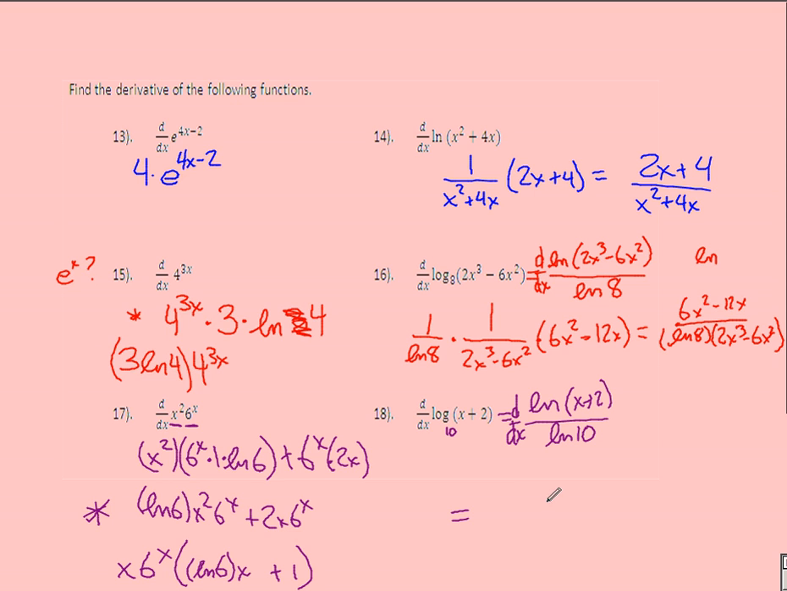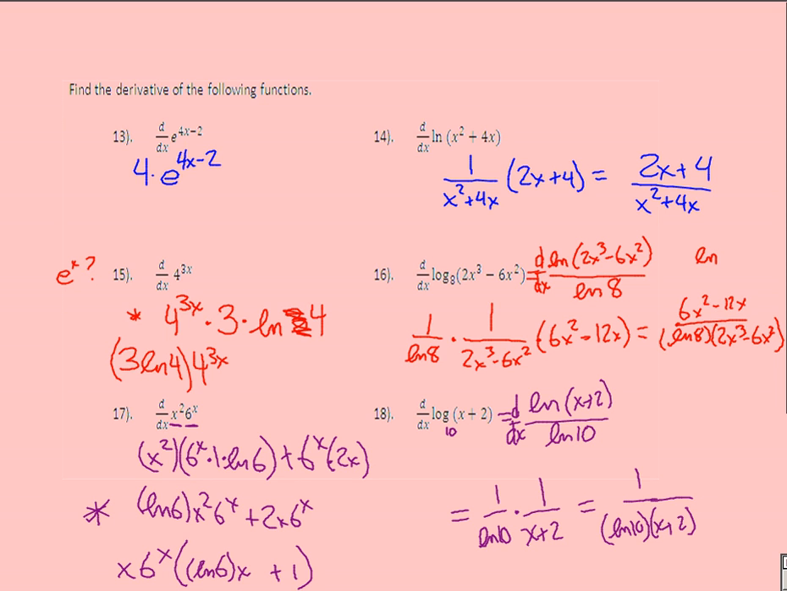So that means here that I would have the 1 over ln of 10 stays in front. I'm going to do this derivative, 1 over x plus 2, times derivative of the inside. Well, derivative of the inside is just 1. So I'll rewrite it as ln of 10 times x plus 2, all that in the denominator of that fraction.